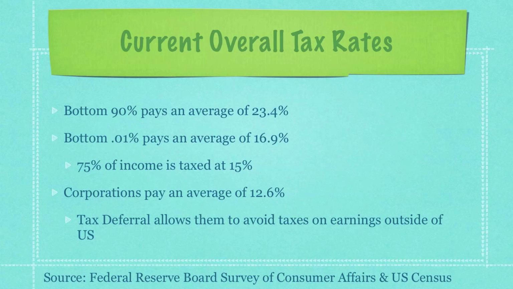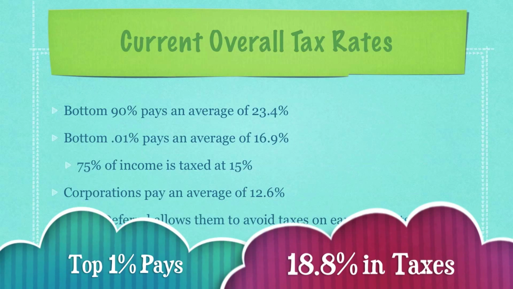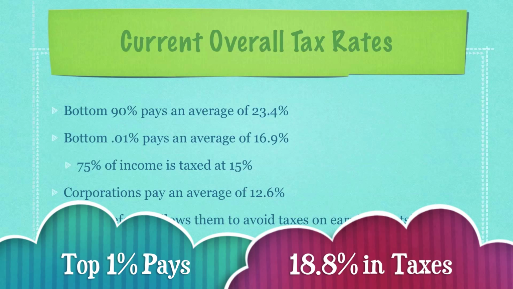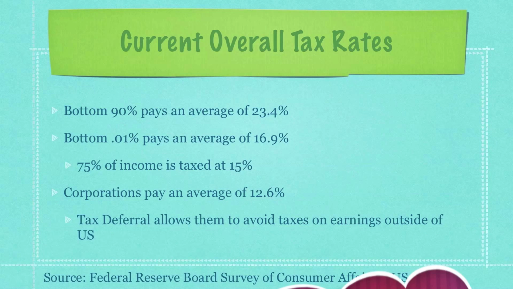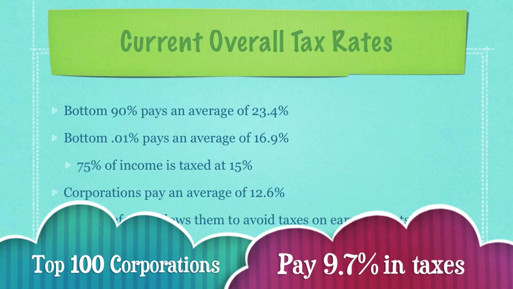A lot of people get confused about this because they're supposed to be paying 35% just in federal. But you have to understand this group earns over 75% of their income off of capital gains, which are only taxed at 15%. Corporations pay an average of 12.6%.